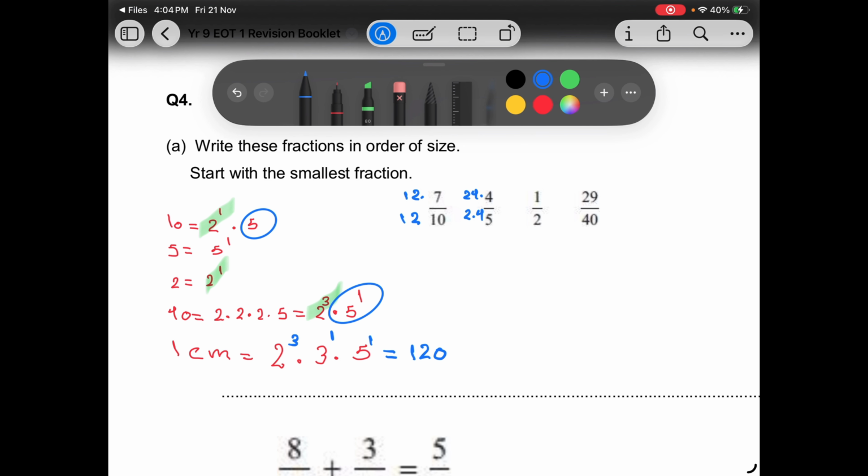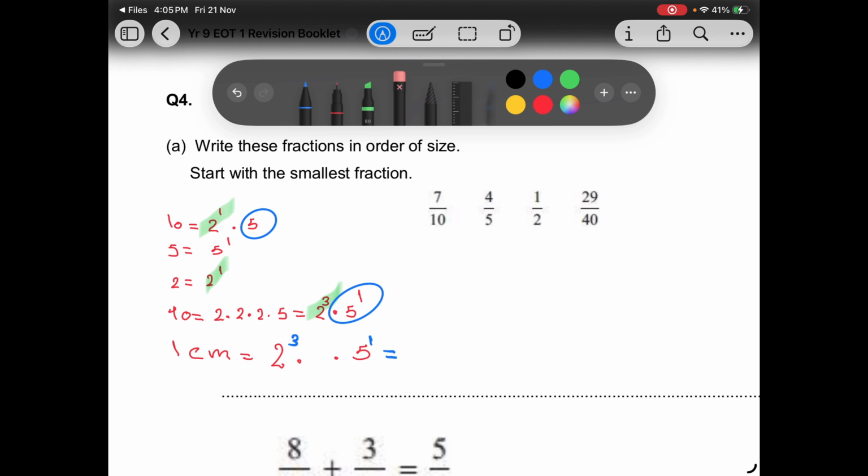And here I will multiply by what? By what to make it 120? Maybe there's something incorrect here. Let me double check. Oh, there's no 3 at all. So what I need is 40 basically. This is my mistake. There's no 3 here. What I need is 2 and 5, so it will be only 40.